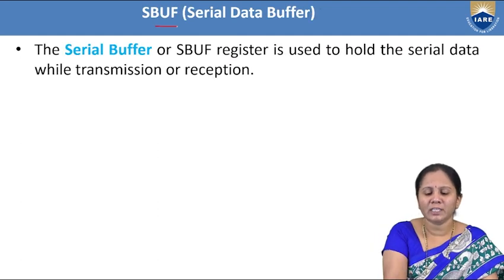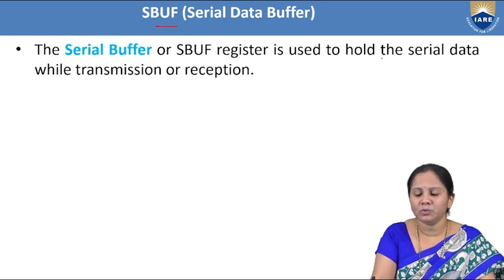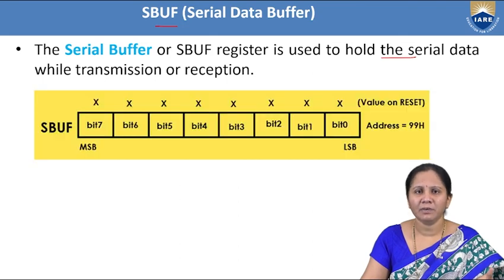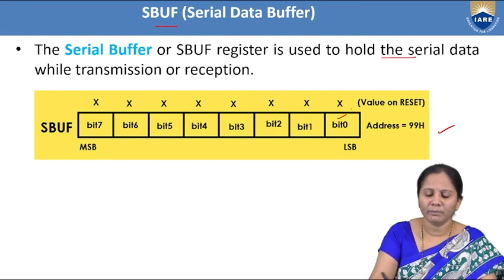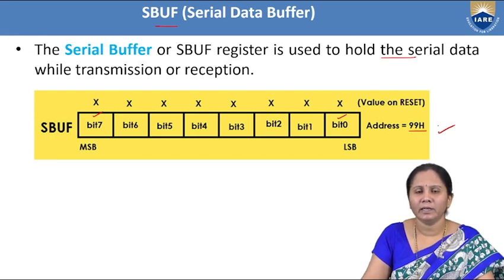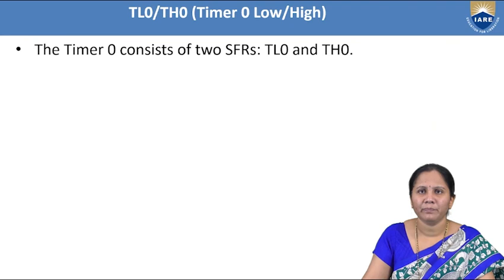Coming to the SBUF register, which is called the serial buffer, it is used to hold the serial data during transmission and reception. That is why this SBUF register is available at the transmitter end as well as at the receiver end. This is the general format of the SBUF register, having bits from B0 to B7, and it is at the fixed address 99H in the SFR.